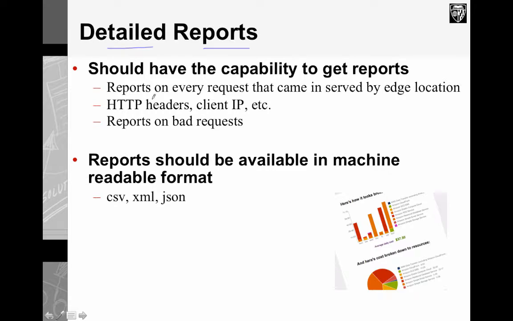Detailed reports. The CDN provider should have the capability to get reports to you. And these reports should give details about every HTTP request that came into the edge location, about the HTTP headers, the client IP, bad requests and the good requests. And the report should be available in machine readable formats, CSV files, XML files, JSON files, whatever they choose, so that you can incorporate that with your current analytics.